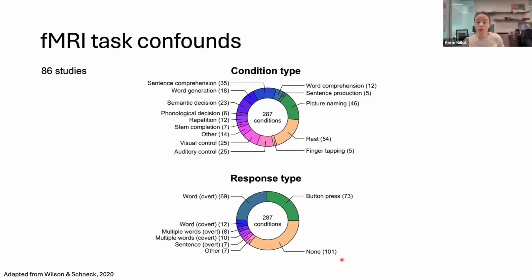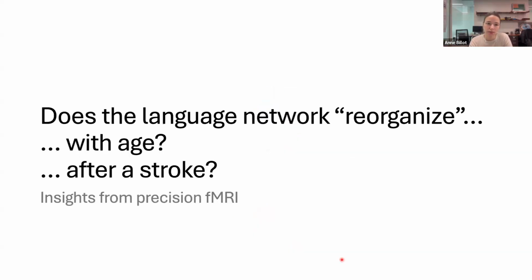Other reasons that may explain why it is difficult to disentangle neuroplasticity mechanisms, especially in studies looking at language recovery after a stroke, have been outlined in the great systematic review by Stephen Wilson and Sarah Schneck, where they showed that fMRI tasks that were used to investigate the neuroplasticity of the language network in stroke survivors used a wide variety of paradigms that may involve a complex set of cognitive processes. And these task confounds may make it harder to compare results across studies.